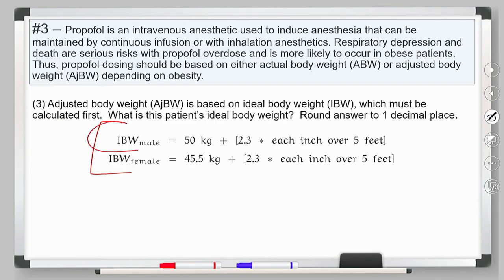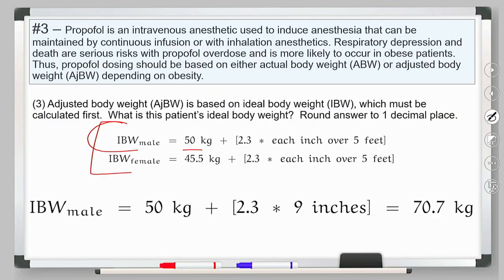So this is a male patient, so make sure that you start by using the male formula. And it just has a fixed number in kilograms that you add to it, 2.3 times each inch over 5 feet. Okay. Well, since he was 5 feet 9 inches in height, we take the 9 inches times the 2.3, add that to the 50 kilograms. So 2.3 times 9 plus 50 gives us an ideal body weight of 70.7. Okay? Not a difficult formula to use, but choose the right gender and make sure you get the inches.